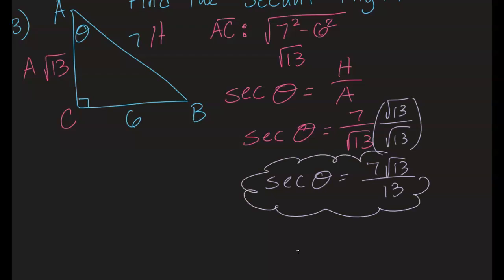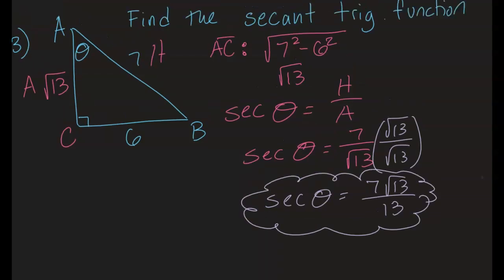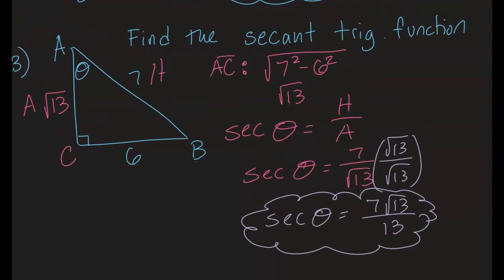And it doesn't even want you to solve. It just wants you to set it up. That would be your answer. If it had wanted you to solve, it would have just said solve for theta. But it says find the secant trig function. That means it wants you to set up the secant trig function without actually solving. You don't. I mean, not right now anyway. Don't worry about it.